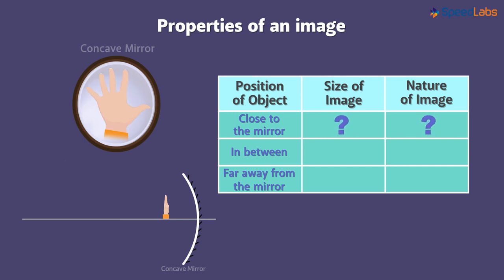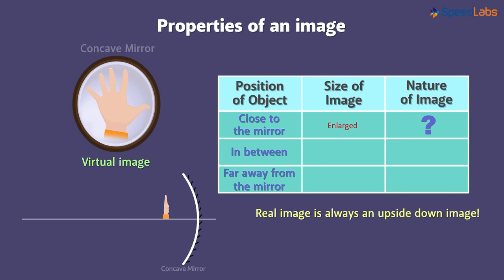Can you tell me its properties? What is the size of the image? We see that the reflection in the concave mirror, that is the image, is bigger in size. The word we use is enlarged. What about the nature of the image? Is it real or virtual? Yes, it's a virtual image. Why? Because if it was a real image, then it would have been upside down. We know from our previous videos that real images are always upside down. Since this image is upright or erect, it is a virtual image. So for this position of the object, the nature of the image is virtual and erect.